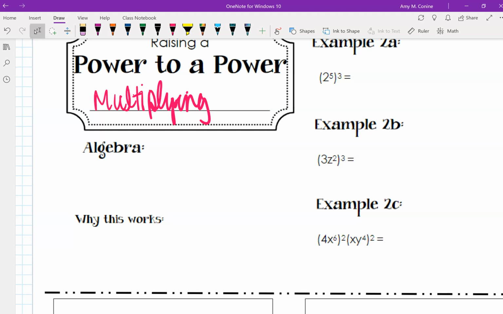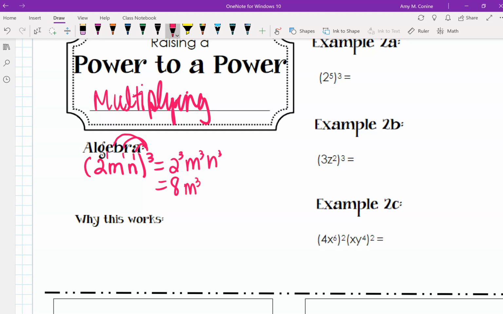So what this looks like, let's say we have (2mn) raised to the third, okay? So you're distributing. All these have, I'll back up, all these have an exponent of 1. So you're distributing the exponent to the other exponent. So now you have 2 to the 3, m to the 3, and n to the 3. So when we simplify, it's 8, m cubed, n cubed.